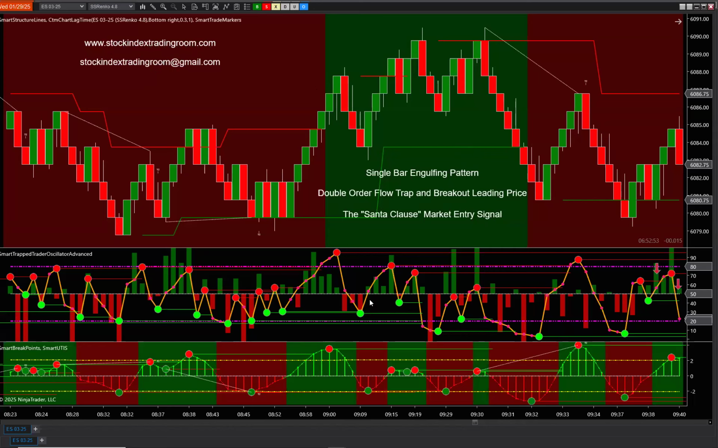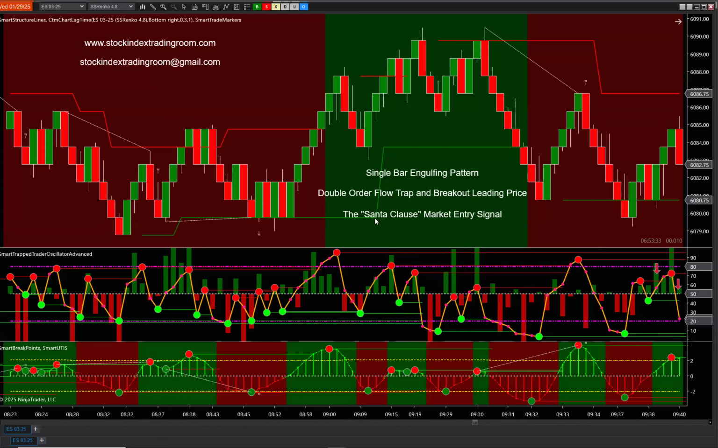A little bit about our chart. We're going to focus on this indicator, Trap Trader Oscillator Advanced. It's an order flow reader. Rob's been working on this and refining it for over 30 years, and we use it in a very specific and unique way, and I'm going to share that with you. There are a lot of ways to use it, certainly many more than I'm going to show you here, but we're going to show you one of our most powerful market entry systems that we have.